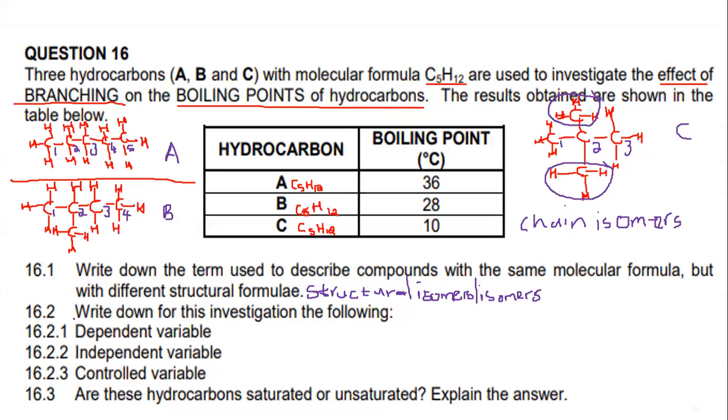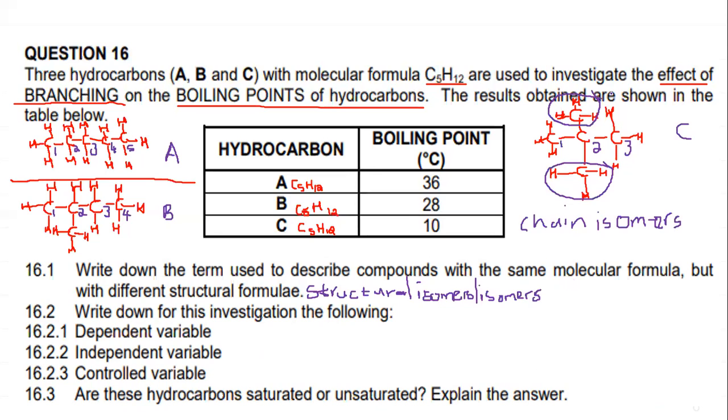Then 16.2, we are required to write down for this investigation the following: the dependent variable, the independent variable, as well as the controlled variable. And I want us to start with the independent variable. Remember, I said to you, and this is not the scientific definition, but to make it easy for you, an independent variable is the variable that the investigator is changing. So we have to check which variable are we intentionally changing as the investigators.